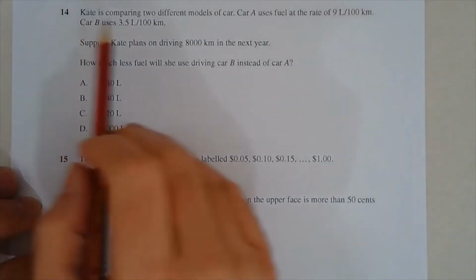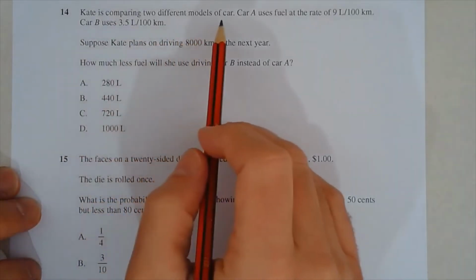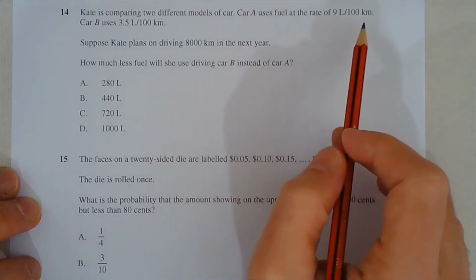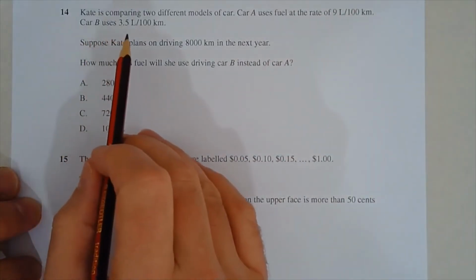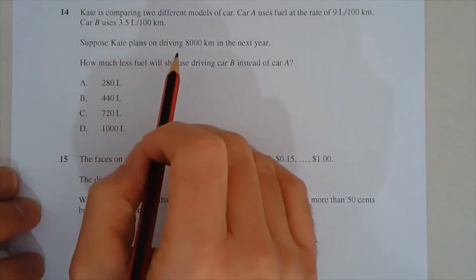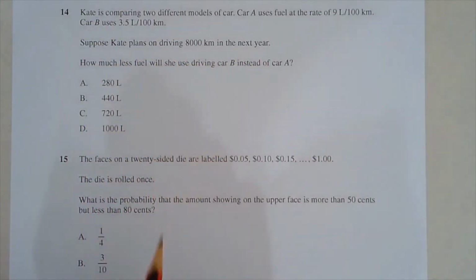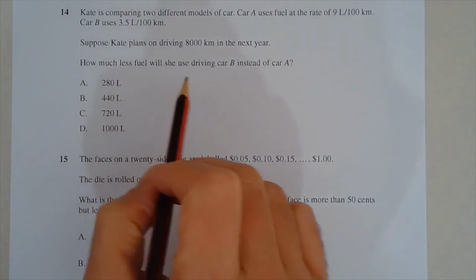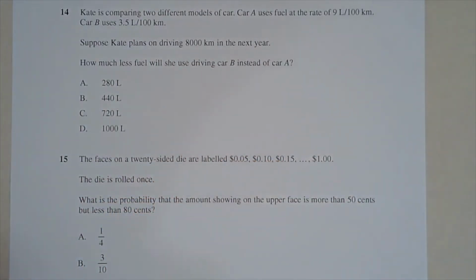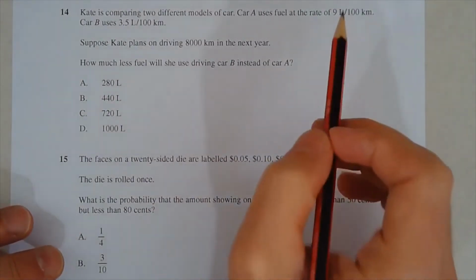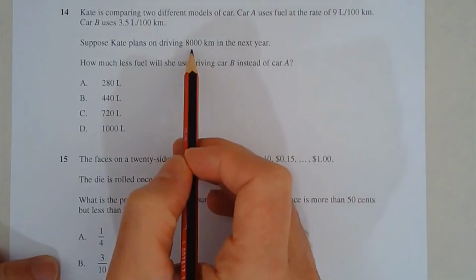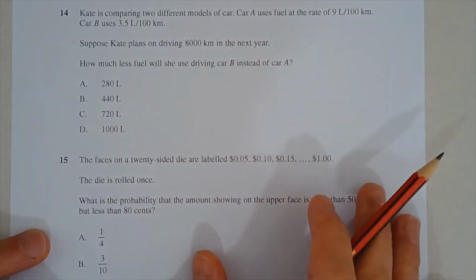Question 14. Kate is comparing two different models of car. Car A uses fuel at the rate of 9 litres per 100 kilometres. Car B uses 3.5 litres per 100 kilometres. Suppose Kate plans on driving 8,000 kilometres in the next year. How much less fuel will she use driving car B instead of car A? So what we need to do is work out how many litres of fuel each car is going to use over 8,000 kilometres. We're going to use the unitary method here.